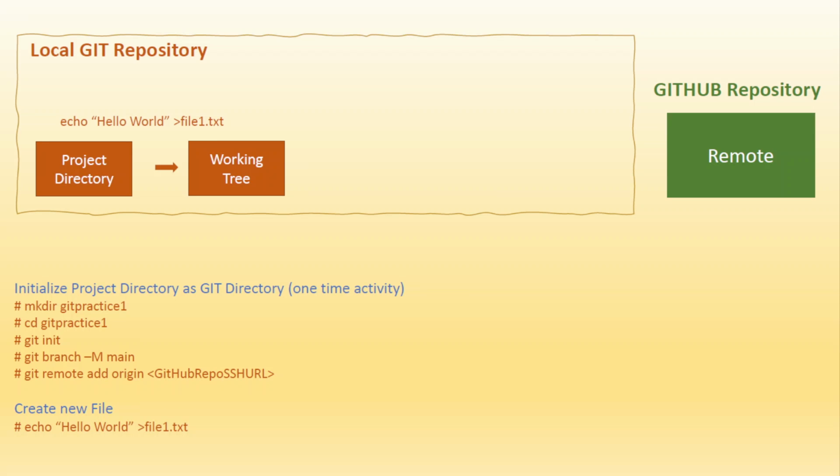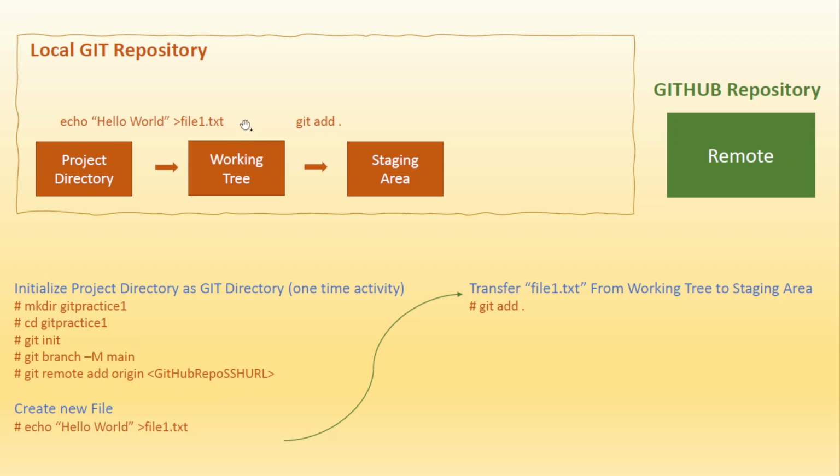All right. So the next step is let's create a new file, and we are creating file one, which has the content of hello world. Let's say you are happy with these changes. Now you would like to move this file to the staging area, and the command is git add dot. Dot means all the files present in the working tree are moved to the staging area. If you have 10 files and you would like to move only one file, then instead of dot, you can use the name of that particular file: git add and the file name. That's it.